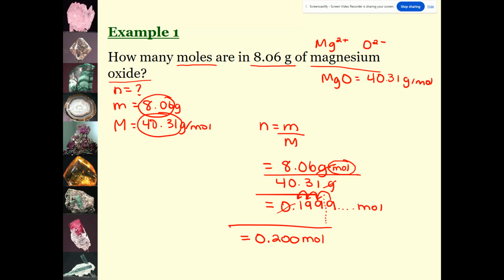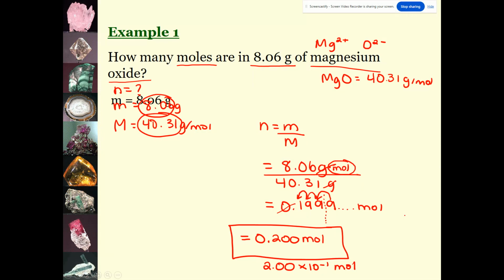Okay, so my final answer to 3 sig digs, and I always put a box around my final answer or underline it, whatever you want, just so it's easier for your teacher to see what your answer is. I get 0.200 mole. Don't forget units on your answer. Again, leading zeros don't count, so it's 0.200 mole. If you were to put that in scientific notation, it'd be 2.00 times 10 to the negative 1 mole if you wanted scientific notation. Okay.